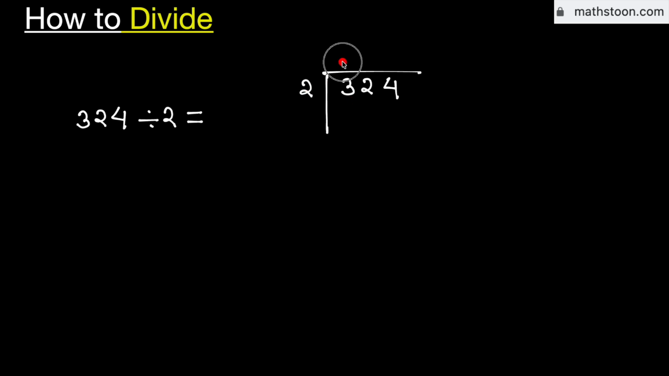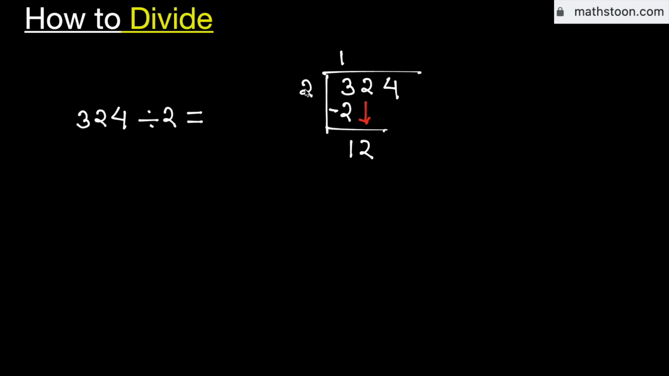We know that 2 times 1 is equal to 2. Subtract, we get 1. Now this 1 is less than 2. That is why we need to bring down this adjacent 2 beside this 1.